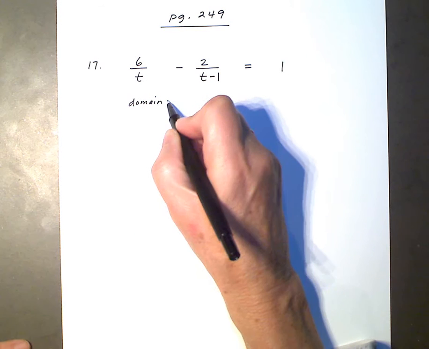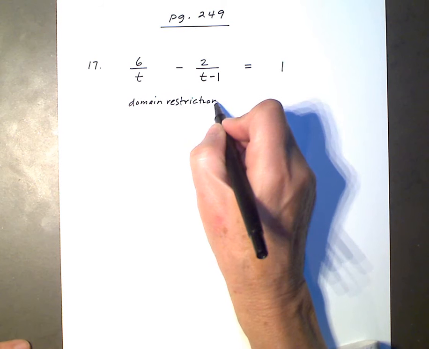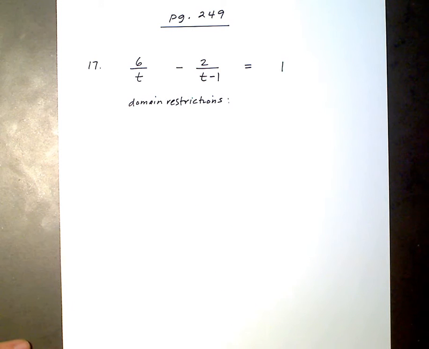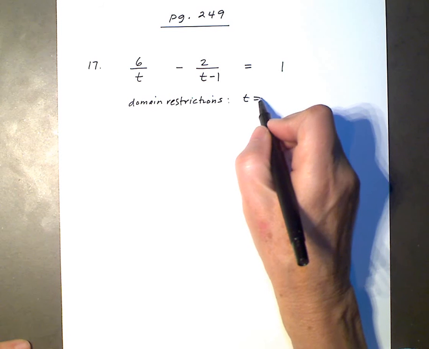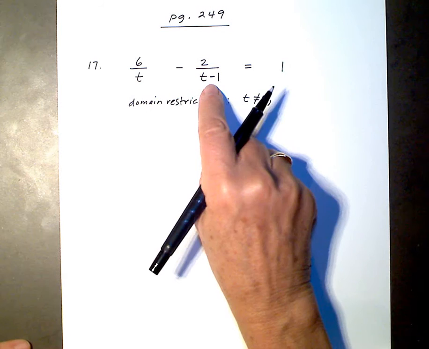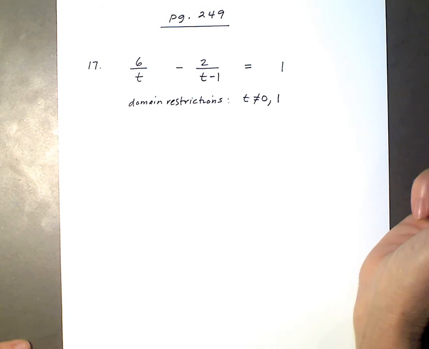So the domain restrictions would be t can't be anything that makes a denominator 0. So t cannot be equal to 0, or t cannot be equal to a positive 1. Okay, so those are our two restrictions on the domain.